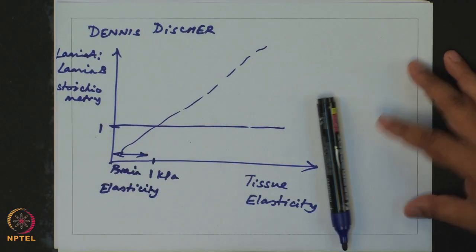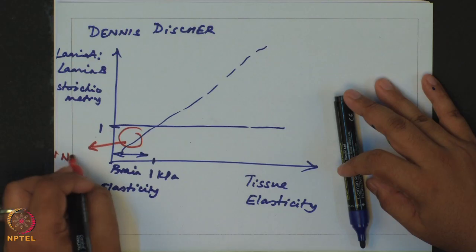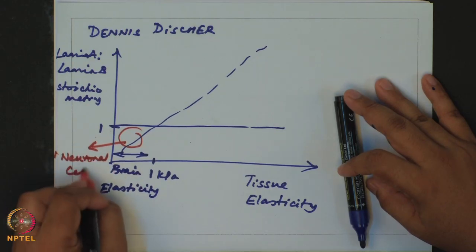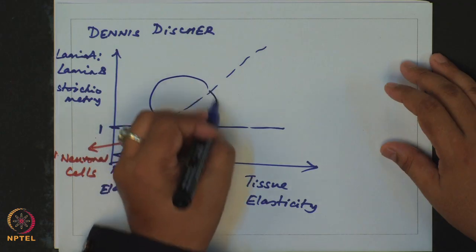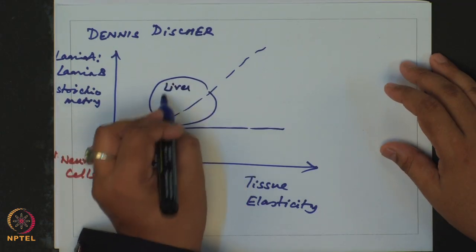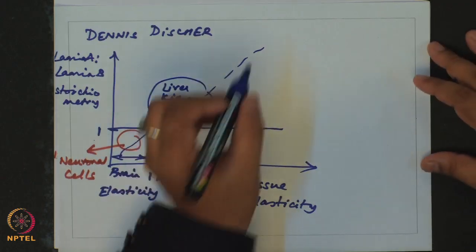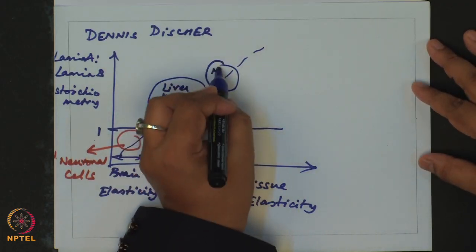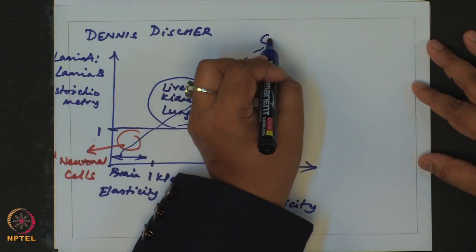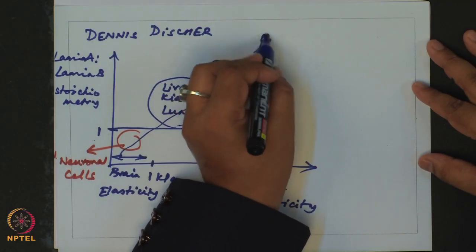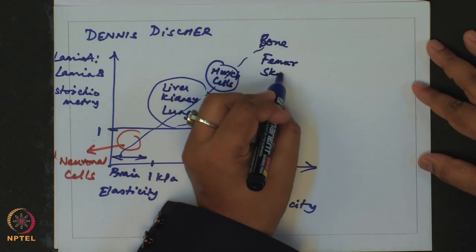So, you have cells. In this zone you will have neuronal cells. Somewhere here you would have liver, kidney, lung, and high here. Then in this cluster you will have muscle cells, and high up you will have bone tissue like femur or skull.